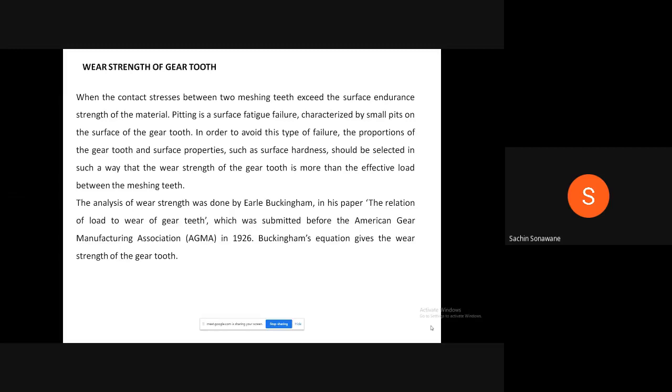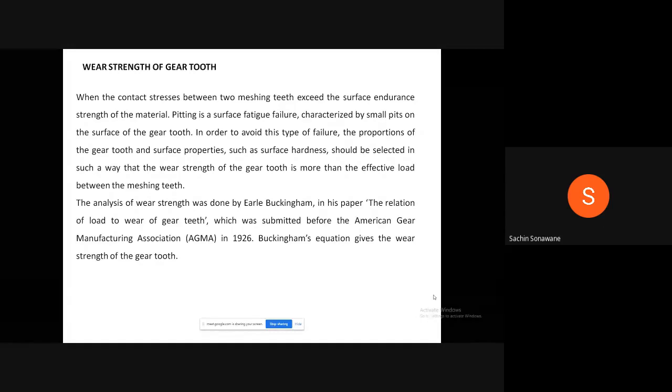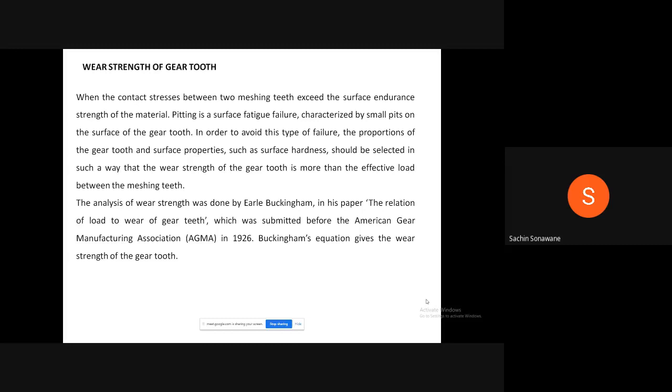Good afternoon. Today we will start wear strength of gear tooth. This is the last expression. After this, we are going to solve problems. Now, wear strength of gear tooth. First of all, I will discuss what is wear.